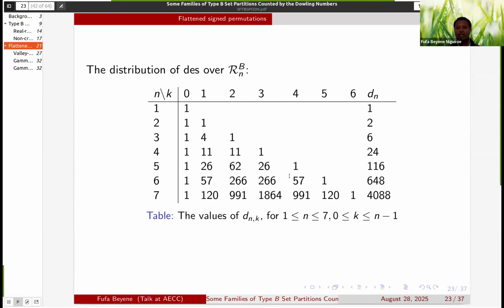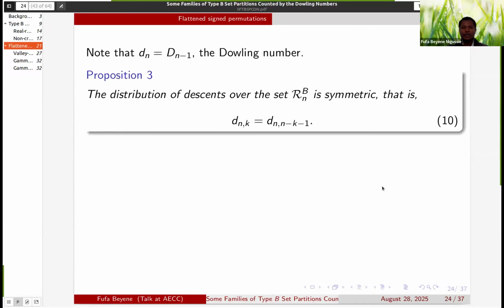The interesting part is that it is symmetric. When you sum up this table, you will find this one, the last column. As you may recognize, this is the shifted Dowling numbers. So our Dn, the number of flattened signed permutations, is the Dowling number on n minus 1.